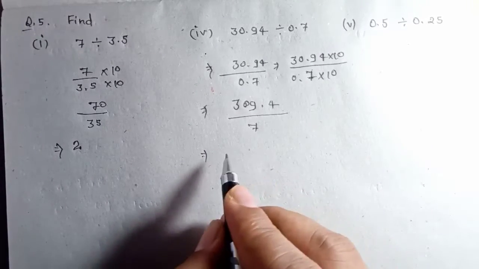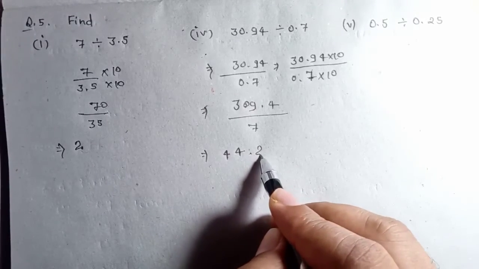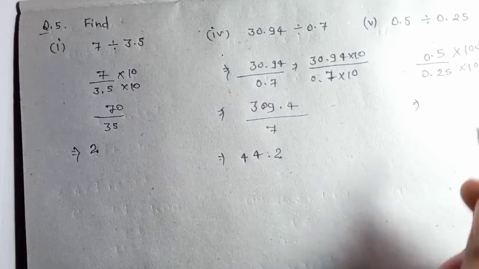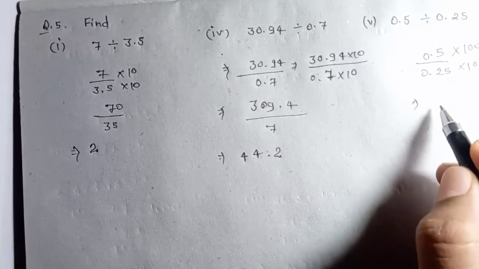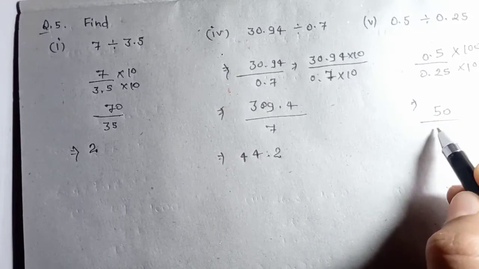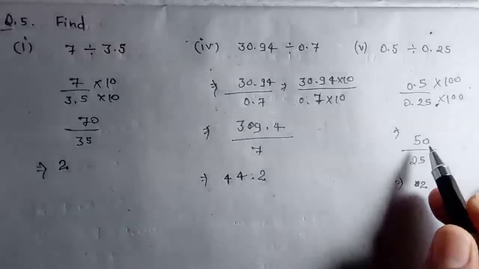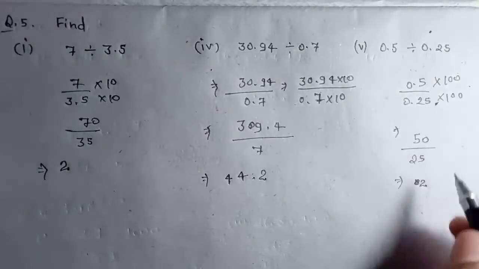So when you multiply this 0.5 by 100, you will get here 50, and here 0.25 multiplied by 100, you get 25, and here this 50 upon 25 gives you 2.